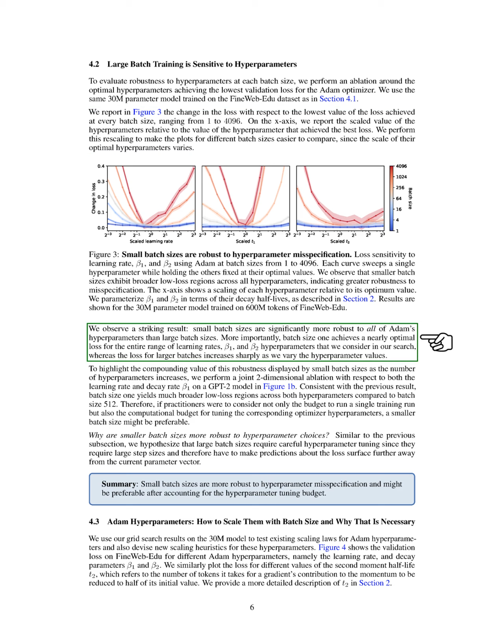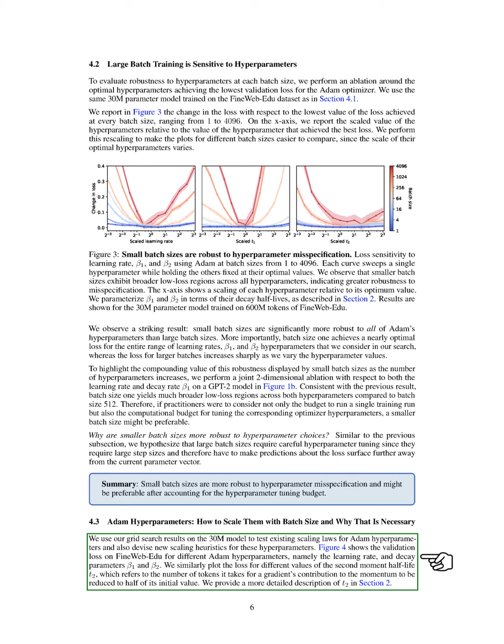We hypothesize that larger batch sizes need careful tuning because they require larger step sizes, which means they make predictions about the loss surface that are further from the current parameter values. Next, we apply our grid search results to test existing scaling laws for Adam hyperparameters and develop new scaling guidelines.